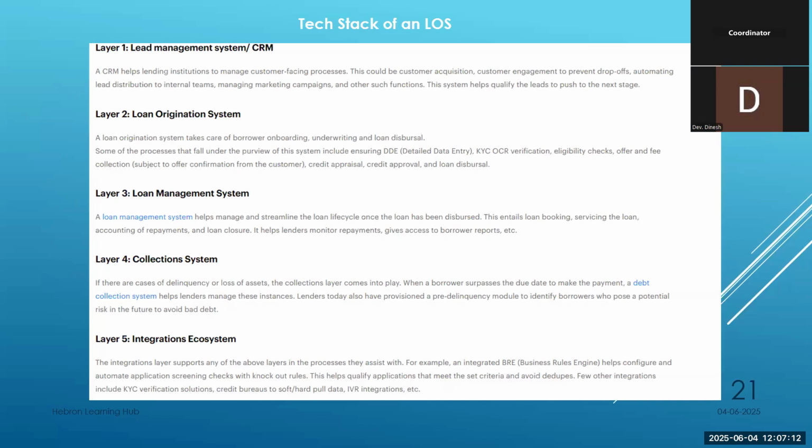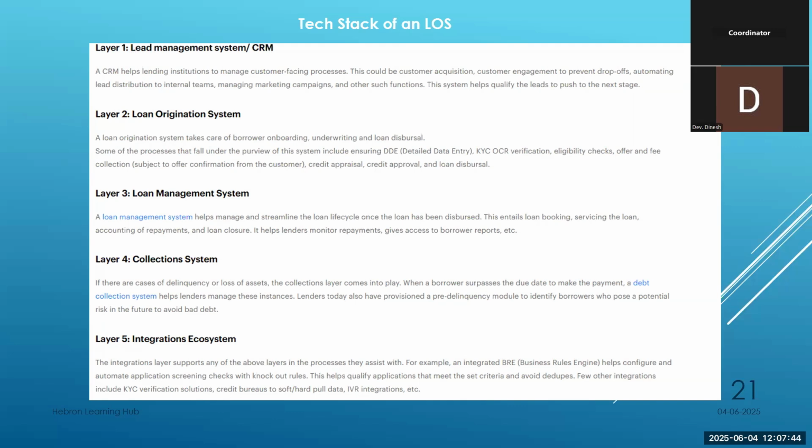So the first part of LOS is the lead. The lead comes through the CRM. This is how the system is integrated. If there is a lead for a car loan, you must understand that the lead is entered into the CRM. When the customer says, I want a car loan, you as a relationship manager will enter that lead into the CRM software. Now the CRM software integrates that lead into the loan originating system.